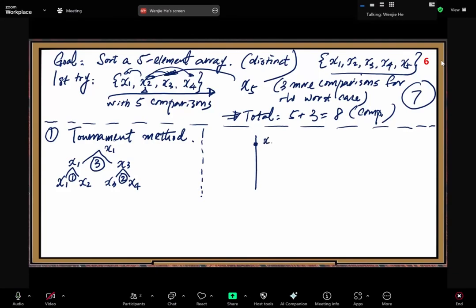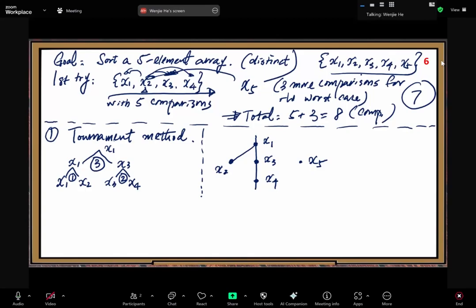You can see what we have: X1 is the largest, so I write the highest dot. Next, X3 is lower because it is smaller than X1. Then X4 lower. For X2, we know it is smaller than X1, so we draw like this. But we have a last element X5, and we don't know the relationship of X5 compared with the remaining 4 elements.